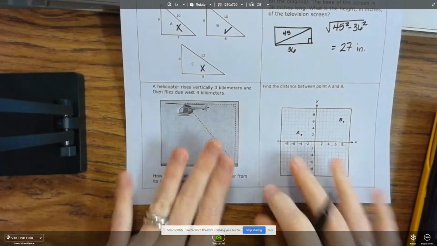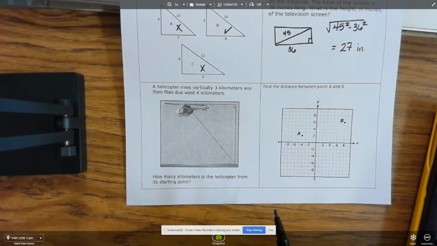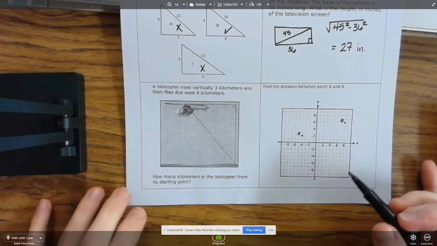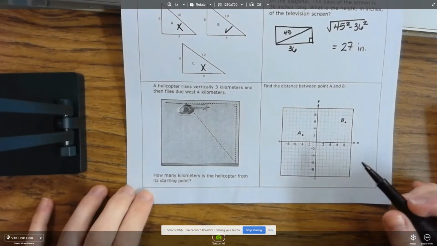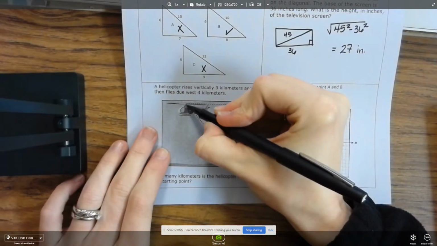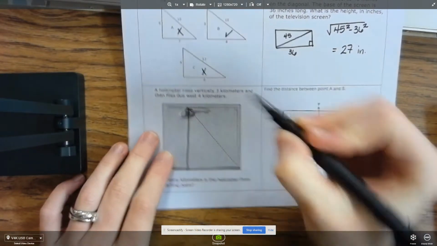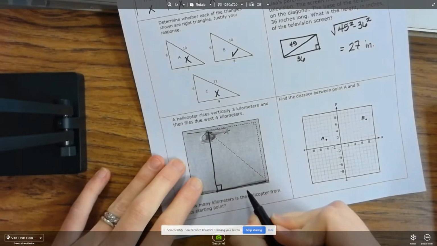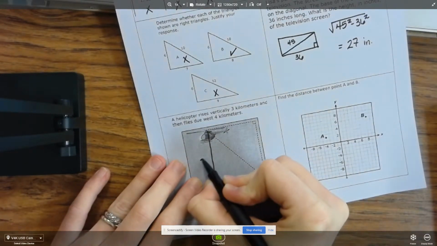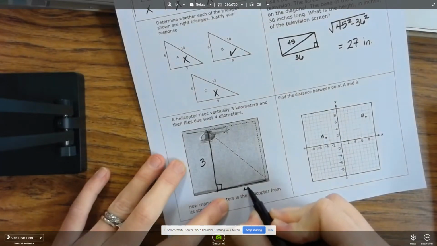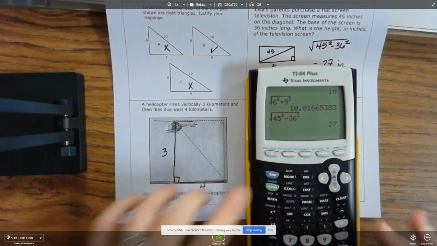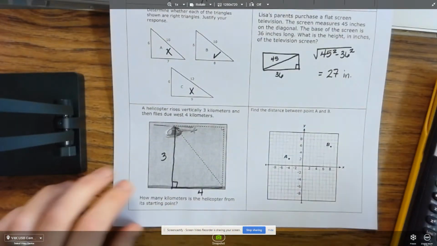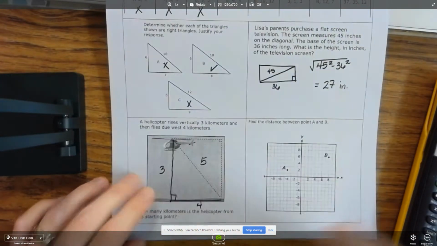And then here I've got another word problem. It says a helicopter rises vertically 3 kilometers and then flies due west 4 kilometers. How many kilometers is the helicopter from its starting point? So again, here I can draw in a right triangle. And so if it went vertically 3, and then it went west 4, I can find that this distance is 5.